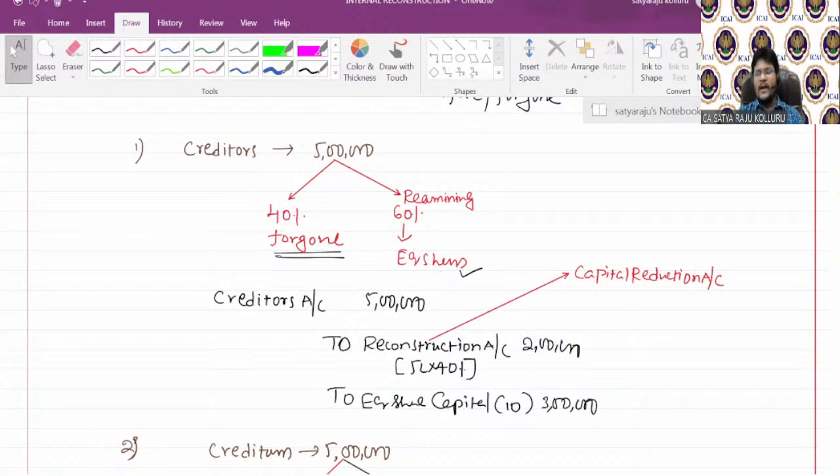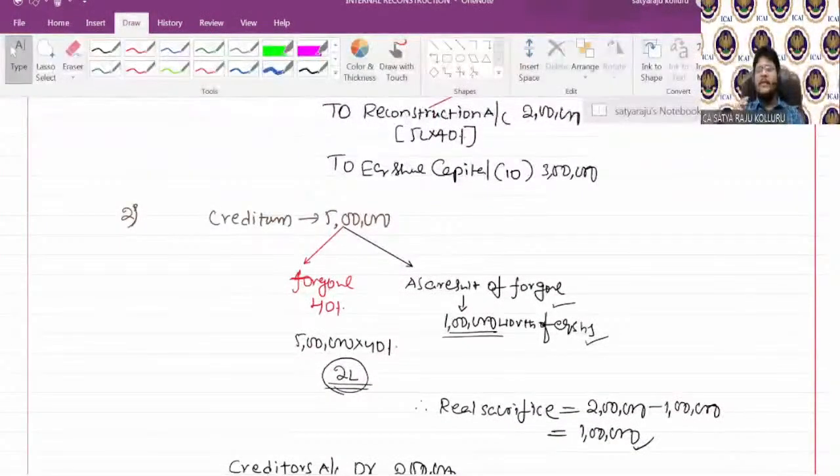One more situation I deal with, sir: the existing liability holder forgoes a certain percentage, but as a result of the forgoing, they expect something in consideration of the sacrifice made by them. They are expecting some other things. That means the sacrifice is not the real sacrifice. You need to calculate the real sacrifice at that point of time.